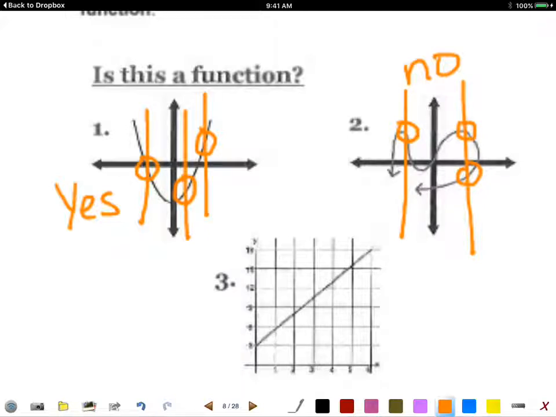This graph right here is called a linear. It's a line. It's linear. So hold your pencil over that, and you'll see that it only hits in one location each time. It only hits in one location. So as long as it only hits in one location, then it would be considered a function.